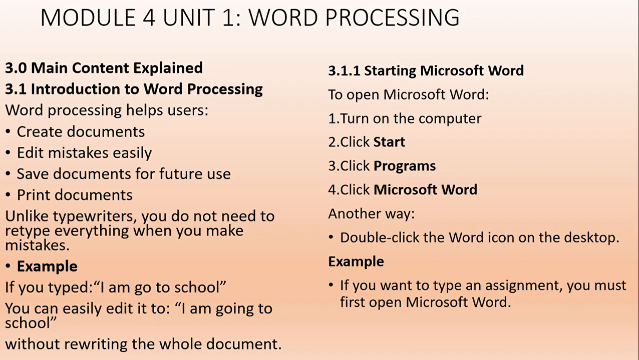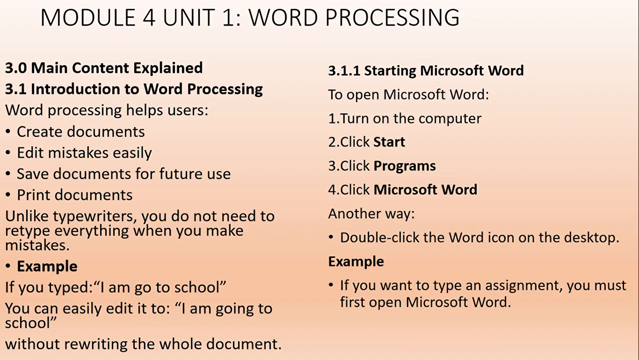Then word processing helps users to save documents for future use. So you can save documents and keep them on your phone or on your laptop for future use. Some documents that you save, then in the next 5 months, if you need them, you go back there, do some editing, and make use of them. Then you can also use word processing to print. You connect your printer cable to your computer, and you'll be able to print out documents you have on your word processing app. So unlike a typewriter, you do not need to retype everything when you make mistakes.